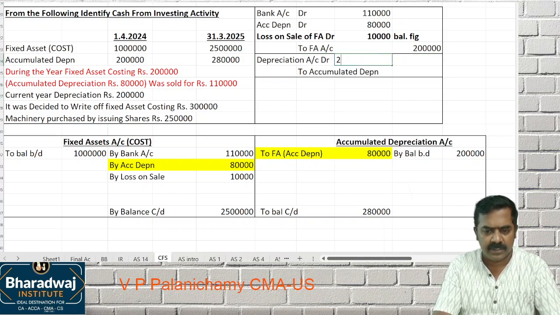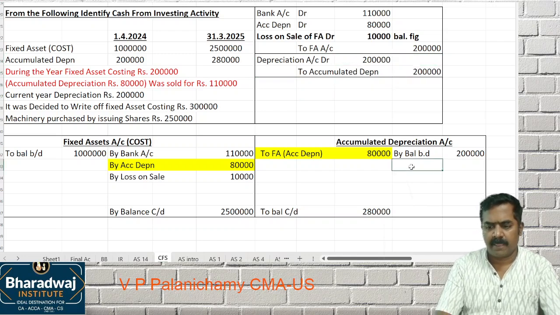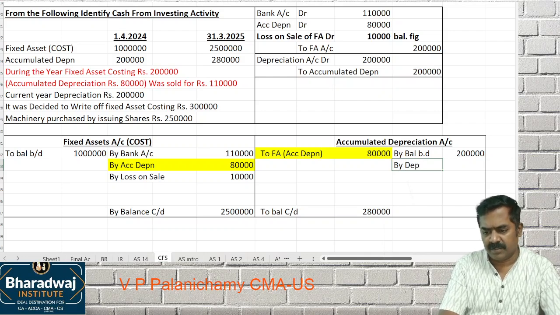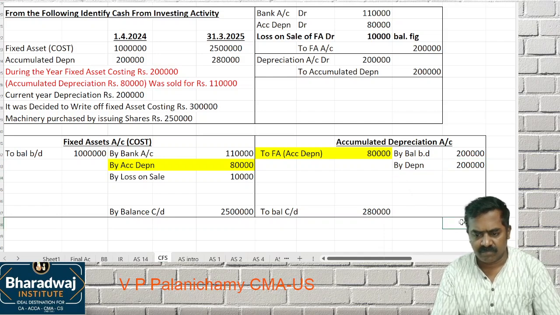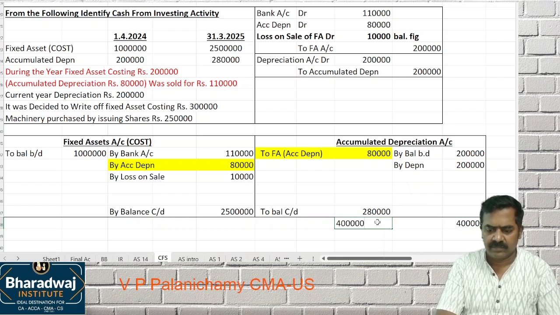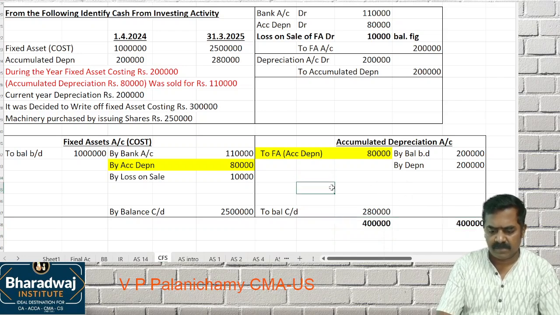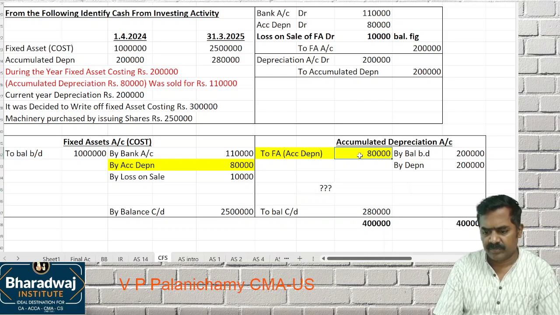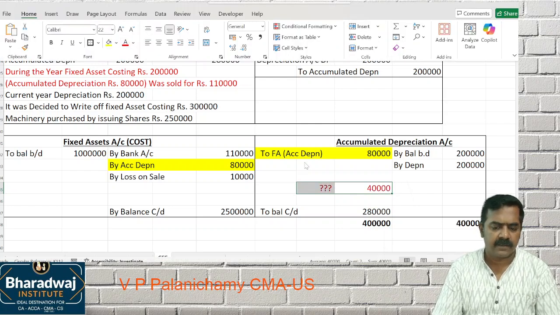How much is charged the current year depreciation? 2 lakhs. By depreciation, 2 lakhs. When you tally this, 4 lakhs, there is a gap. What is the balance? 4 lakhs minus 3 lakh 60. What is the gap? 40,000, there is a gap or balance.